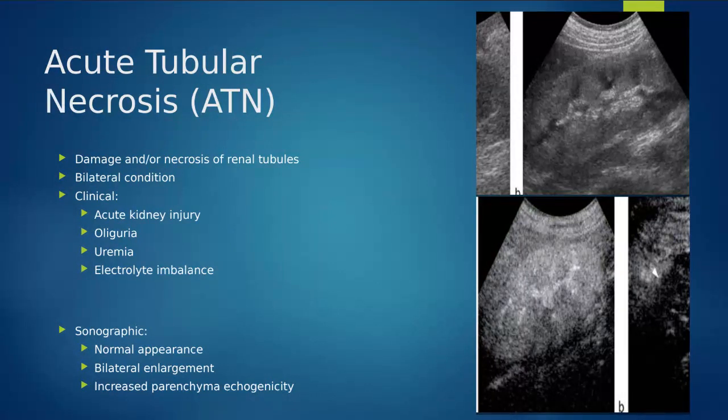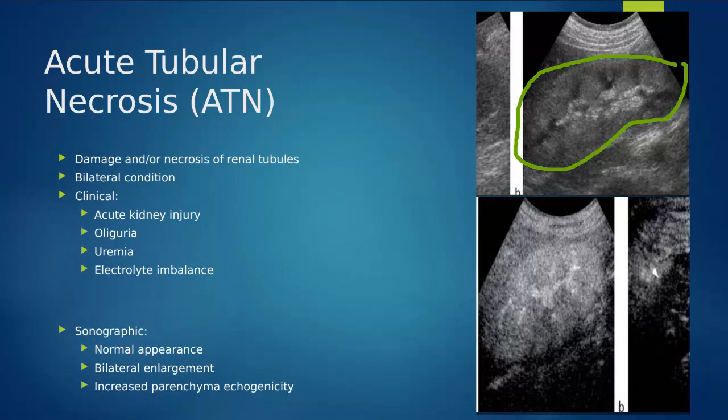On ultrasound, we are going to see potentially a normal-looking kidney, but we're usually going to see bilateral enlargement and increased parenchymal echogenicity. So this top picture here, this is most likely what we're going to be seeing. Kind of still looks like a normal kidney, right? But maybe it's a little bit enlarged, and that cortex is starting to look kind of fluffy. Right? It's starting to look a little bit more hyperechoic.